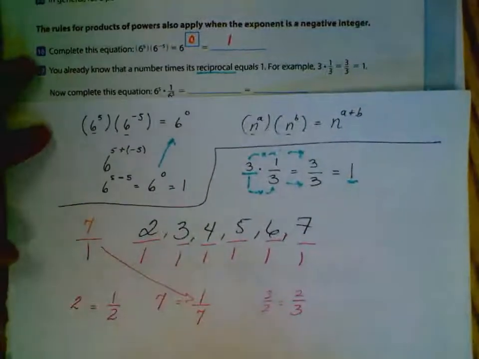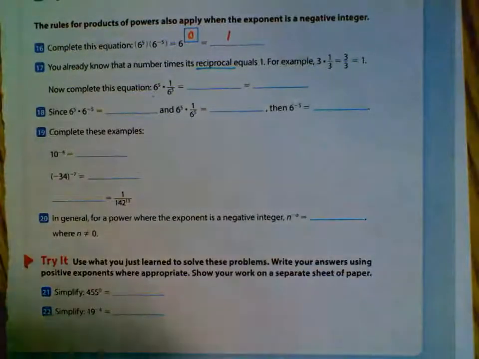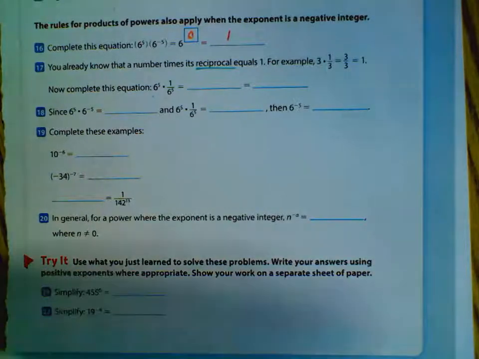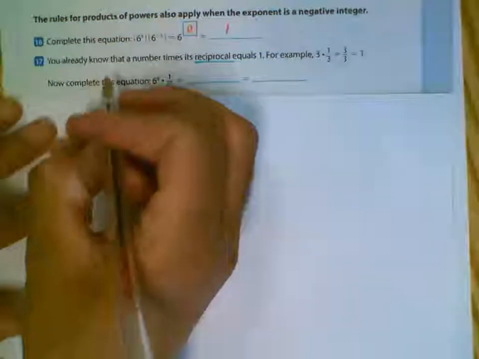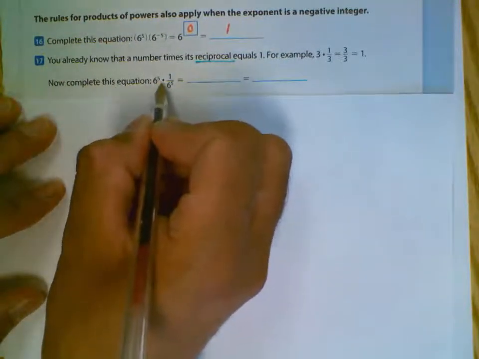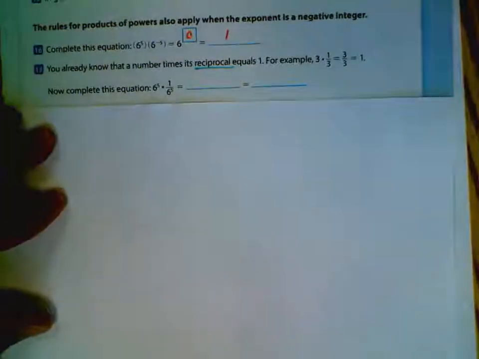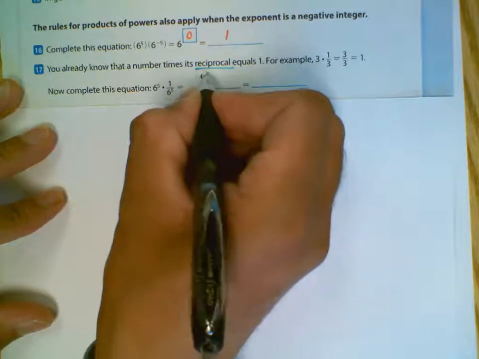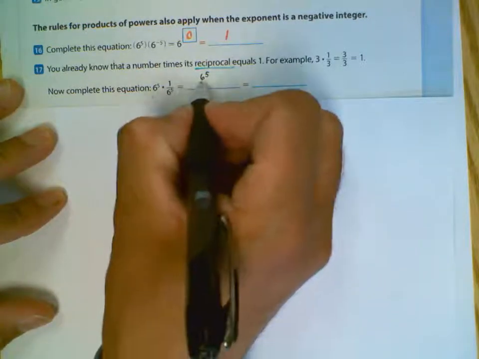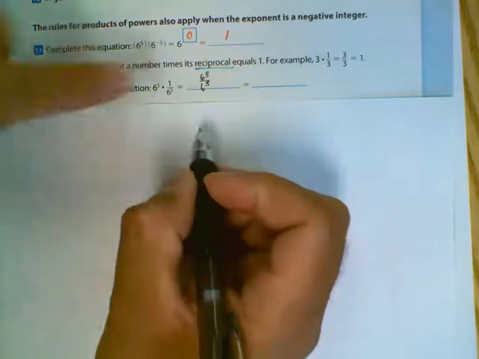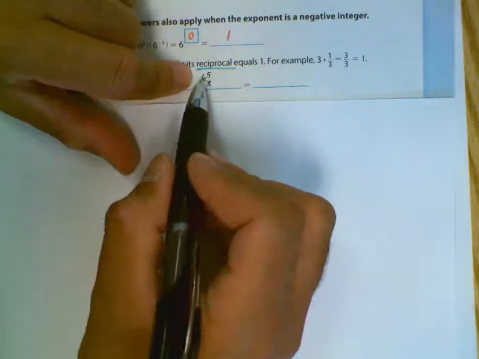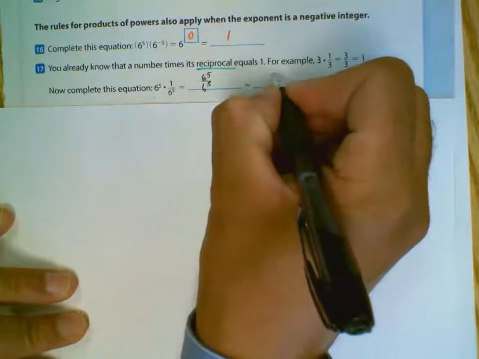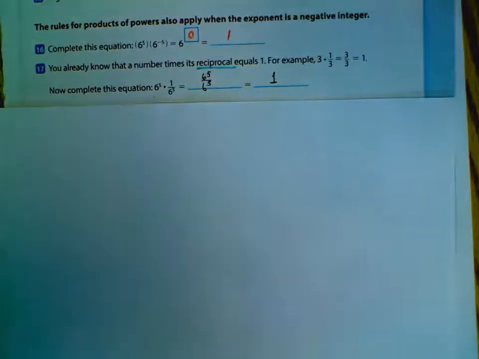So in this case, what is the next example? Now complete the following. You have 6 to the 5 times 1 over 6 to the 5. So again, 6 to the 5 times 1 is 6 to the 5. And then over 6 to the 5. And if you divide, these two are the same numbers. If you divide these two, it equals 1. So it's going to be equal to 1. That will be the solution.